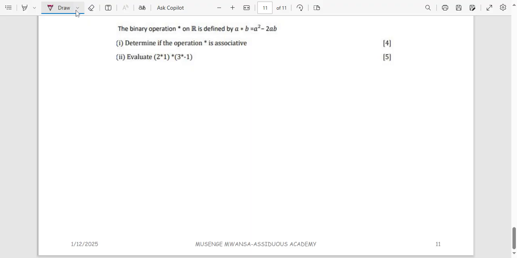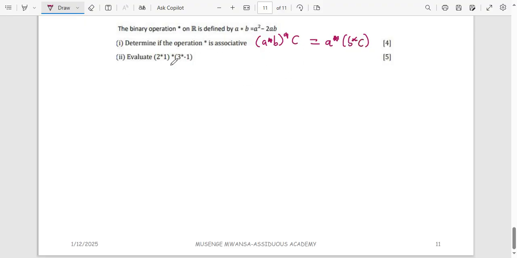I told us that when you're talking about associativity, you're talking about three things. So to show that an operation is associative, what you want to show is that a star b, these two, star c, should be equal to a star, b star c. You can get the a and b in brackets or the b and c in brackets. If they are equal, then the operation star is associative.